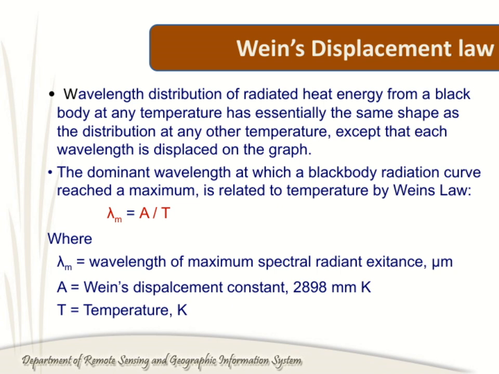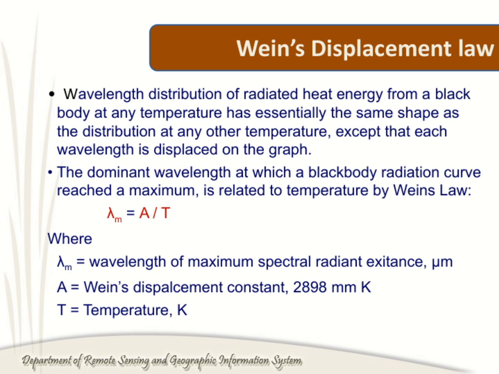Now, let's look at the wavelength distribution of radiated heat energy from a black body at any given temperature. What's interesting here is that this distribution has essentially the same shape regardless of the temperature. The main difference is that each wavelength shifts along the graph depending on the temperature. This means that as the temperature changes, the peak of the radiation curve moves, but the overall shape stays consistent. The wavelength at which this maximum emission occurs is very important and is related to temperature through what's known as Wien's law.